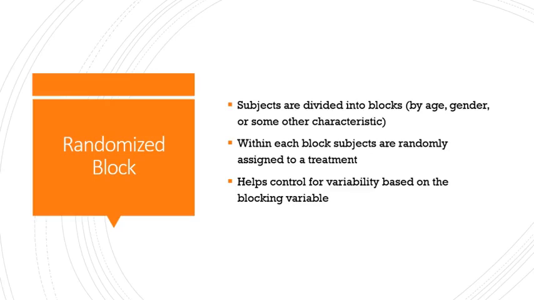Okay. Randomized block, all right, that is how we address that issue. We divide our subjects into blocks by age, gender, or some other characteristic that we think might be a confounding variable, right? And then within each block, subjects are randomly assigned to a treatment. So let's say I'm testing a medication that I feel might work differently on men and women. I would separate my subjects first by gender, and then in the female group, I would randomly assign people to both treatments. And then in the male group, I would randomly assign people to both treatments. That way I can compare males to males and females to females and don't have to worry about that as a confounding variable.